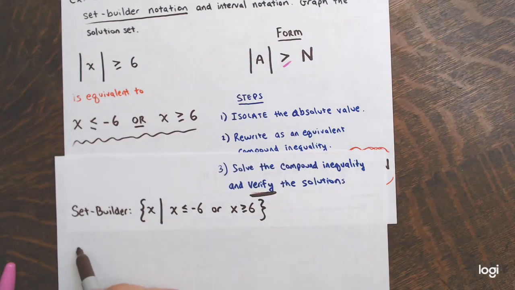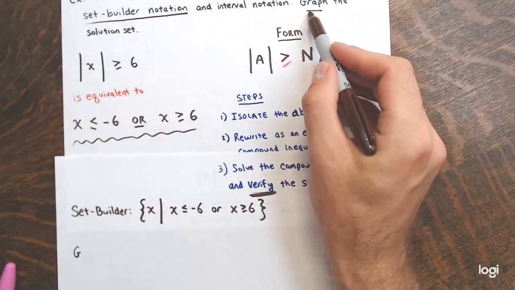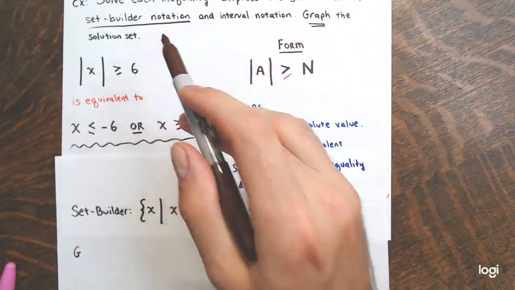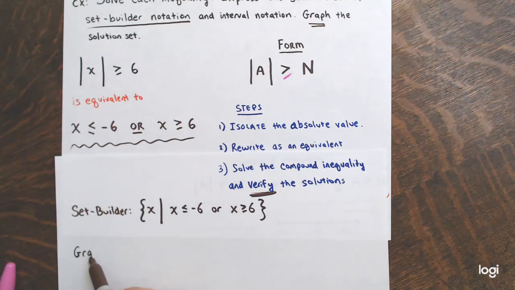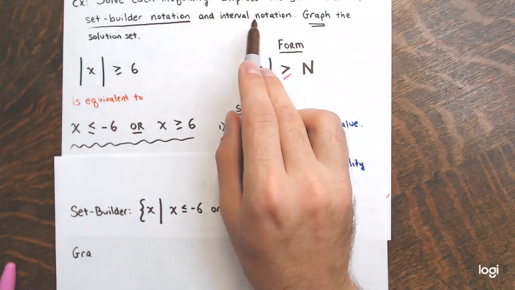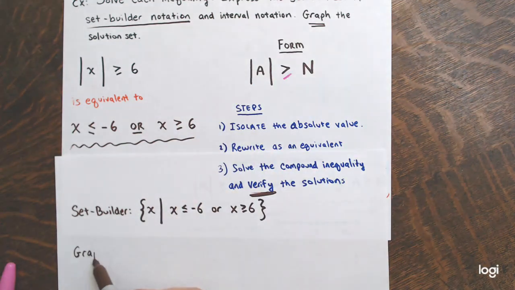Then I like to make a graph, right? We were asked for a graph. Back up here, graph the solution set. I like to make a graph before I write an interval. You can do either order, it doesn't matter, but let's make a graph, right? So there's a single variable, right? So I have a single real number line here.